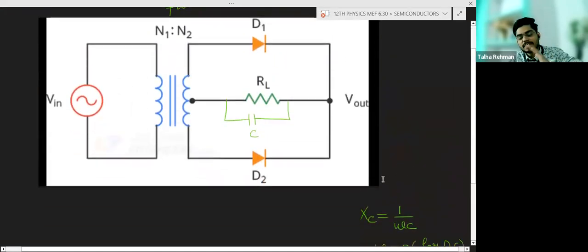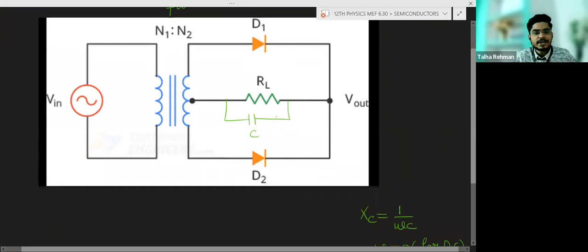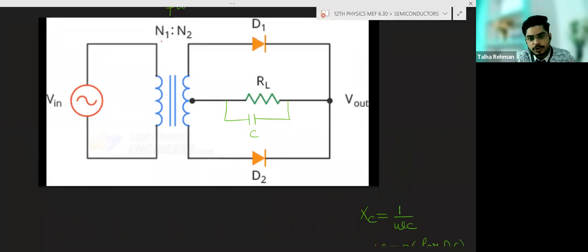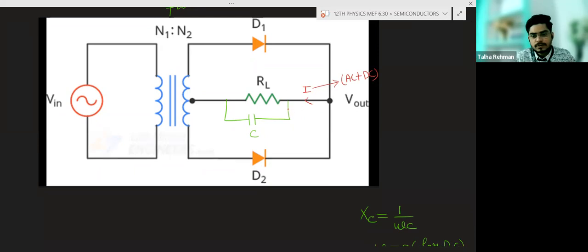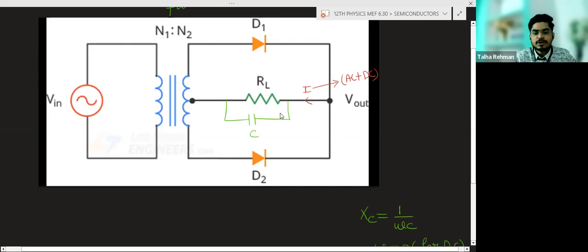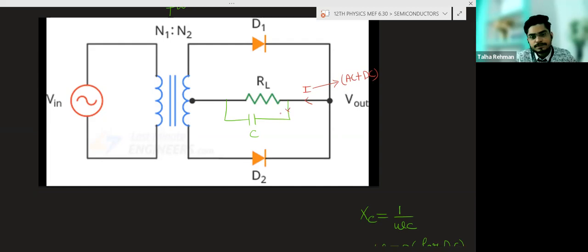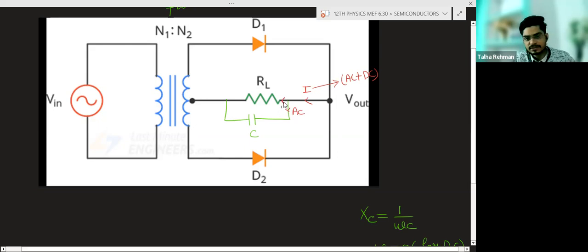You can compare it with a resistance. Infinite resistance, or infinite reactance, is there for DC. So through the capacitor, DC cannot flow. So what will happen? Suppose this is the output current you are getting, and this output current contains an AC component plus a DC component. The DC component cannot go through the capacitor. So the whole AC will go through the capacitor, and the whole DC will go through this part, through the load resistance.